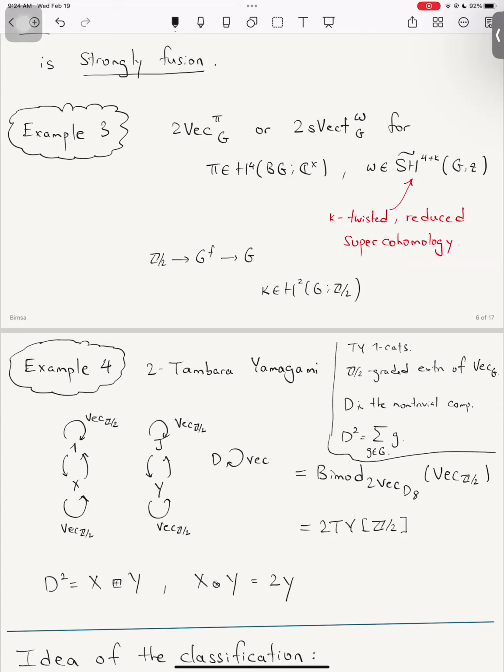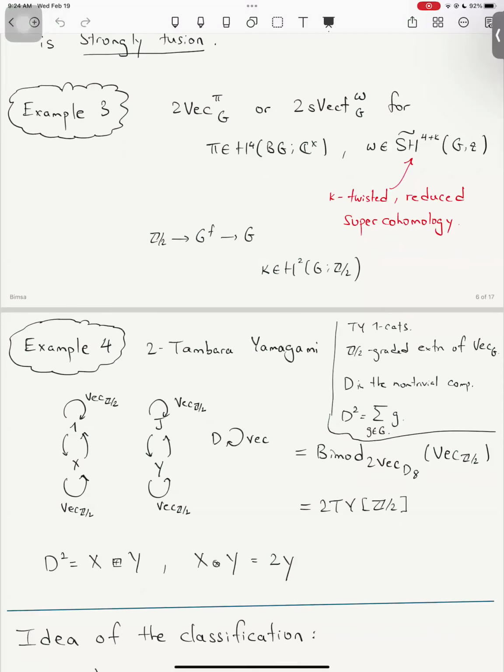to do the same thing for fusion 2 categories. So this is the simplest example of a Tambara-Yamagami fusion 2 category. I call this thing TY of Z2, where Z2 is basically like this G up here. This category is kind of interesting, right? You have the identity component over here, and you can ask how this object behaves, so this guy is in the non-trivial graded component. This D is this D.